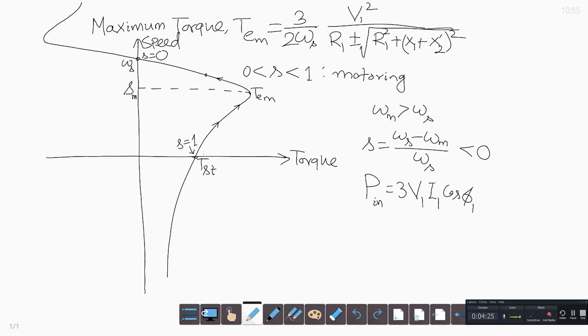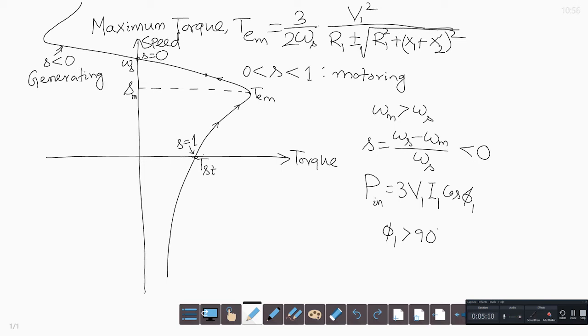The rotor induced EMF reverses polarity, rotor current I2 reverses direction, and the stator component of the stator current that balances the rotor MMF, or rotor current, also becomes opposite. So, phi 1 becomes more than 90 degrees. So, power flow becomes negative and the machine operates as a generator, and this is the region corresponding to slip less than 0, the generating operation.